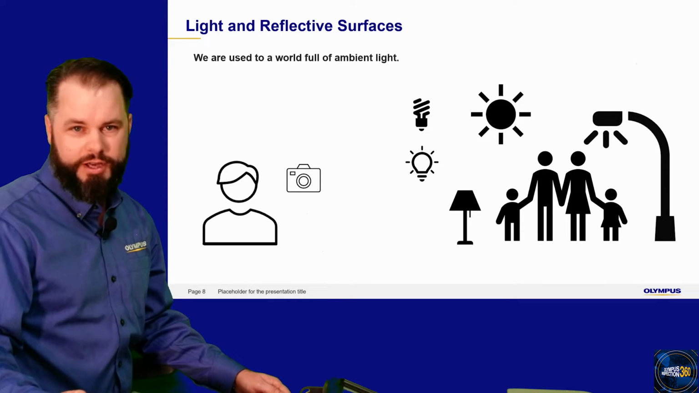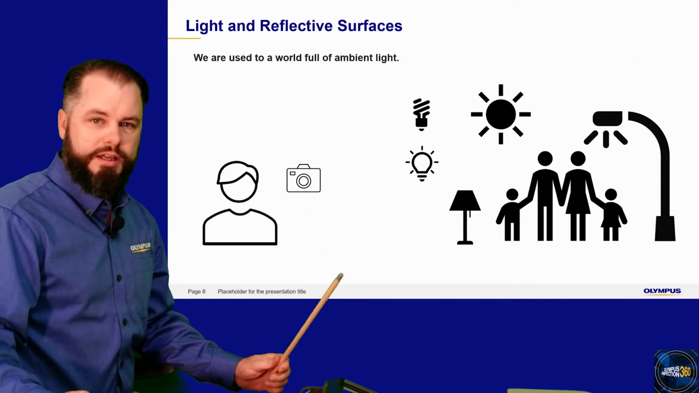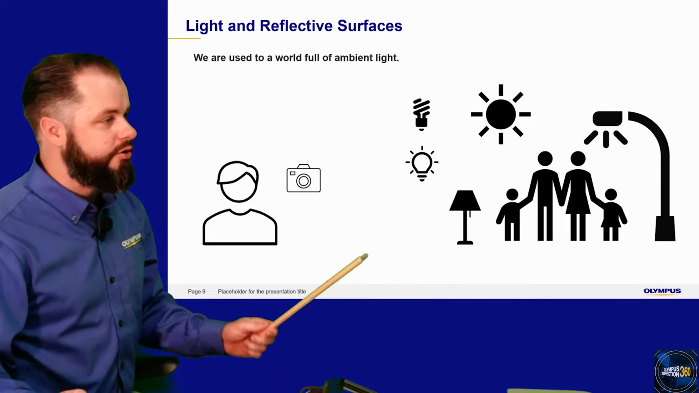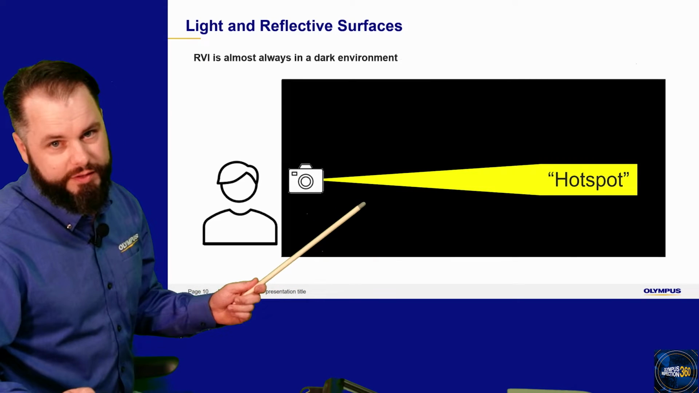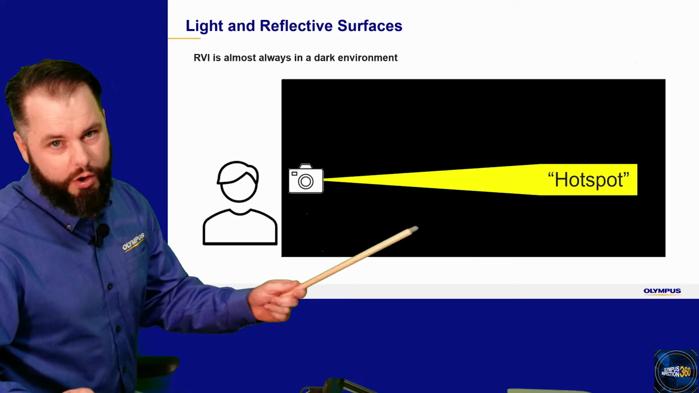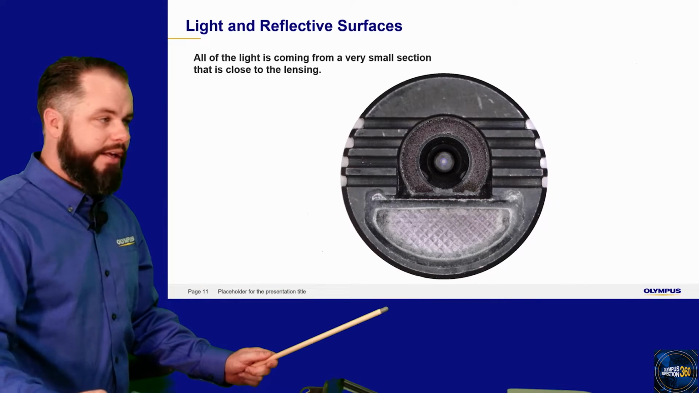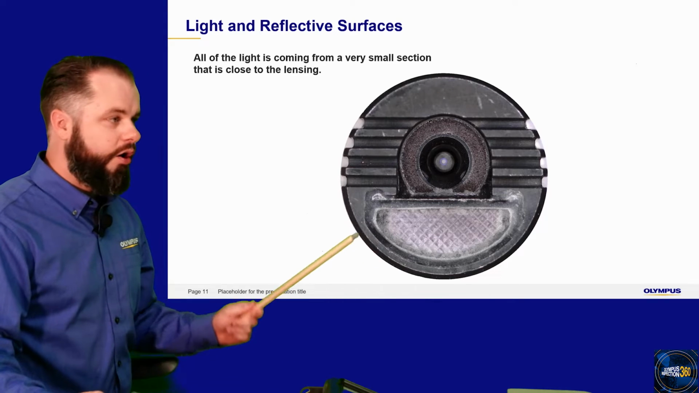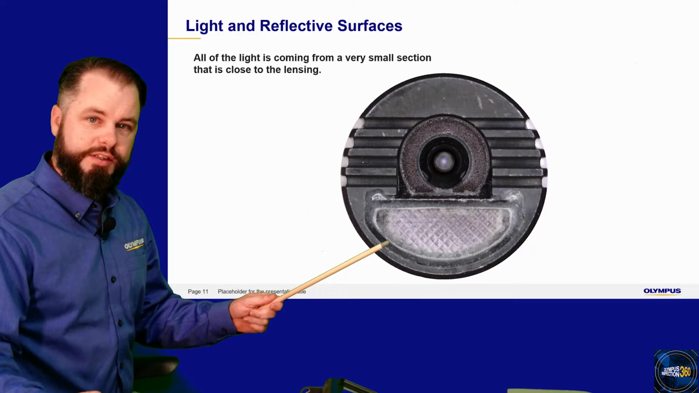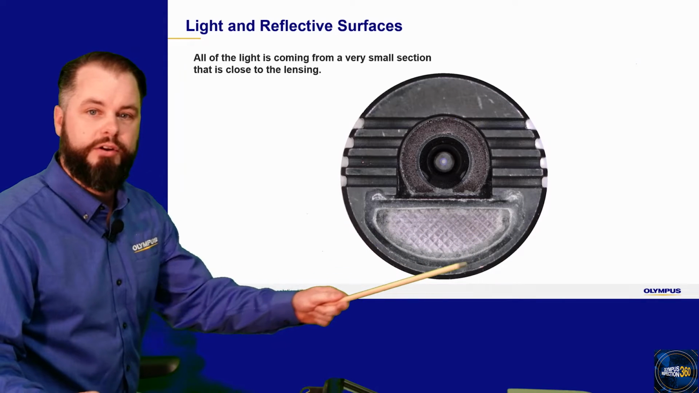There's almost never any ambient light in these environments, and that can become an issue when you consider things like hot spots. So you have effectively this camera generating all the light it uses in a very dark environment. And it's potentially an issue with regard to hot spots because all of the light for this internal inspection comes from this lensing down here on the bottom.